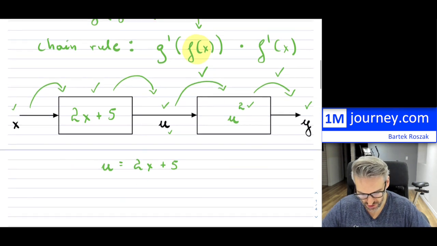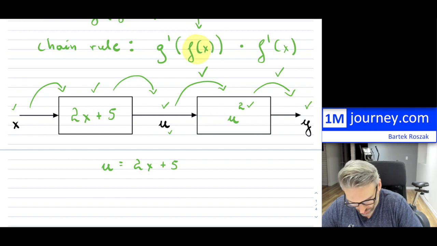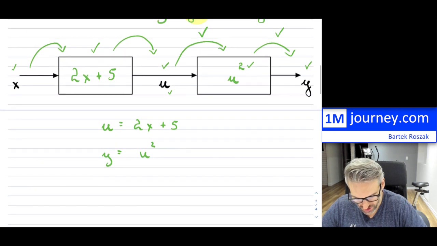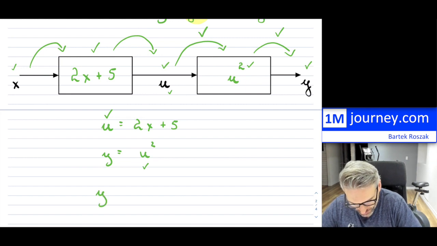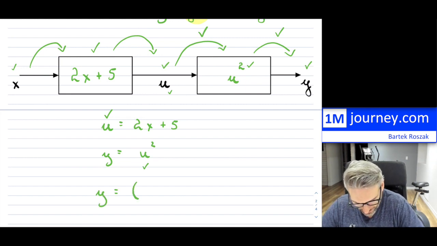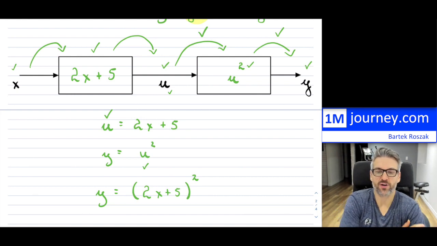So the way this would look if we wrote it all out as a whole: of course, y is simply equal to u squared. And then for the composition, if I substitute this u back into here, I get that my output is equal to 2x plus 5, which is my u, and then I have this squared. So I have a composition really of two functions.